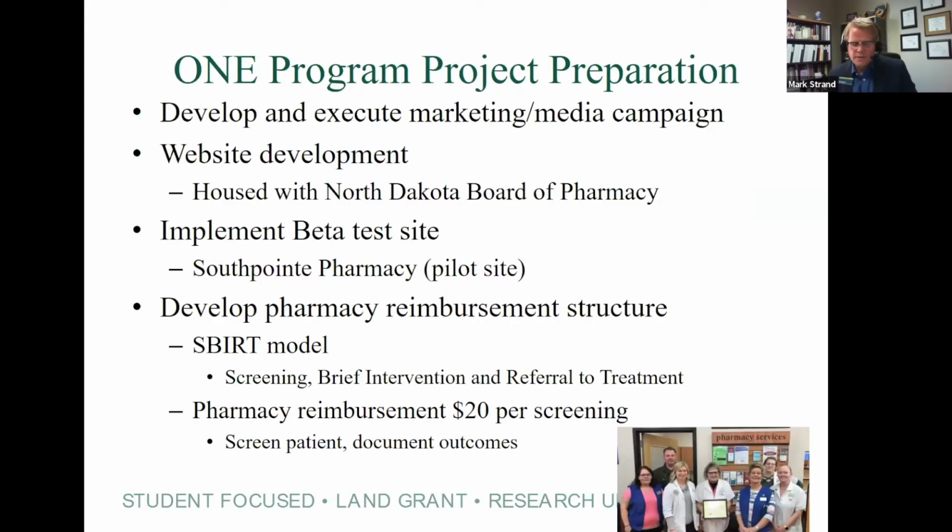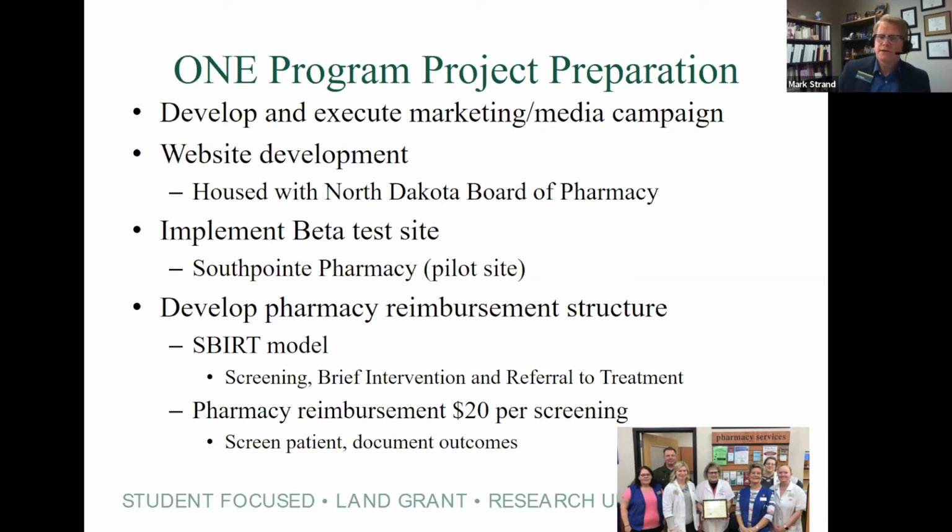Some of the program implementation elements that we used, one was to use some marketing and use of social media to get the word out. We developed a one program website, which is a link to the North Dakota Board of Pharmacy and has attracted a lot of attention from around the country.